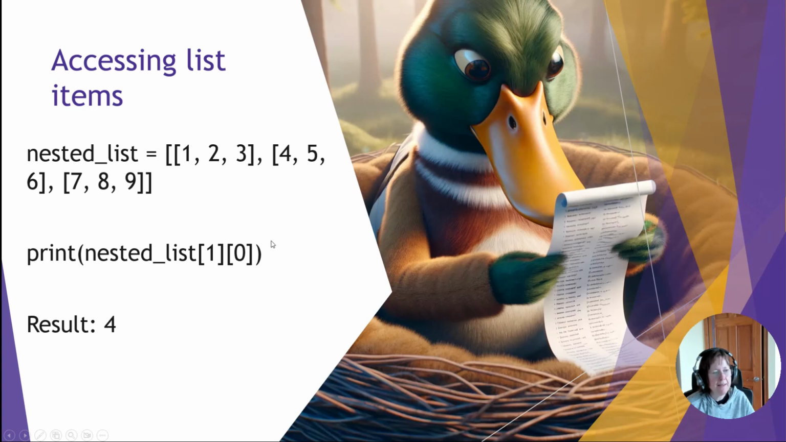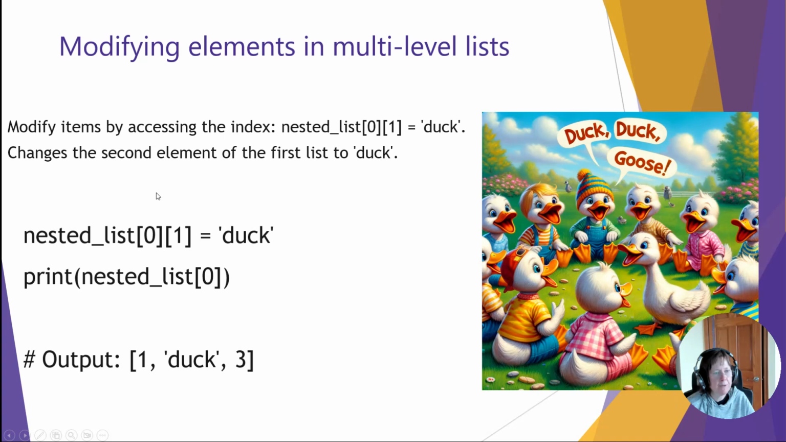So if we nested the list, so 1 here would be 0, 0, 4 would be 1, then 0, and if we wanted 8, that would be 2, then 1. So it gets a little complicated each level you get into. So you would use that index, the double index there, to change elements of the list.